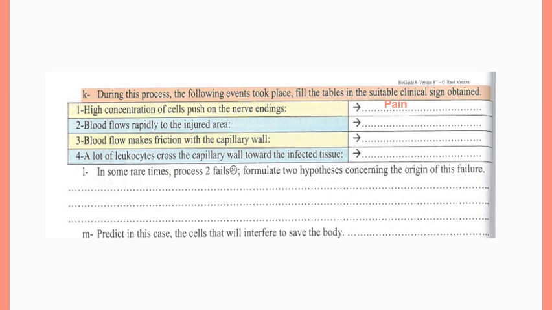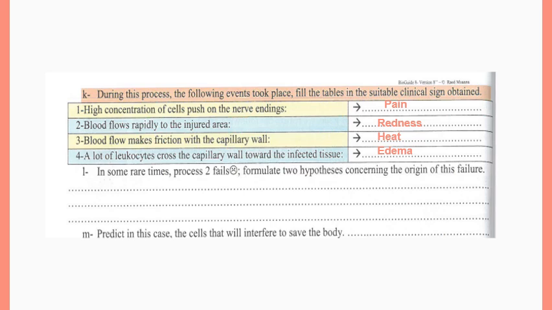Blood flows rapidly to the injured area. It's redness. Blood flow makes a friction with the capillary wall. It's heat. A lot of leukocytes cross the capillary wall toward the infected tissue. It's edema. In some rare times, process 2 fails.